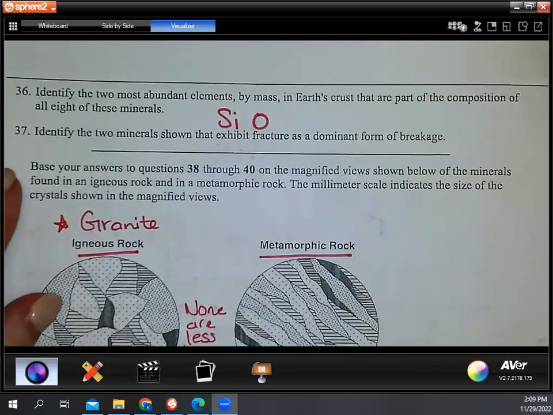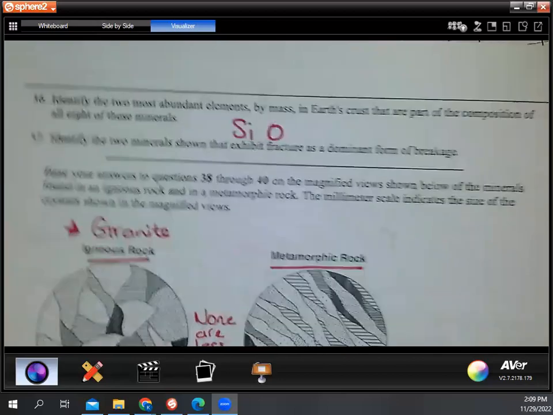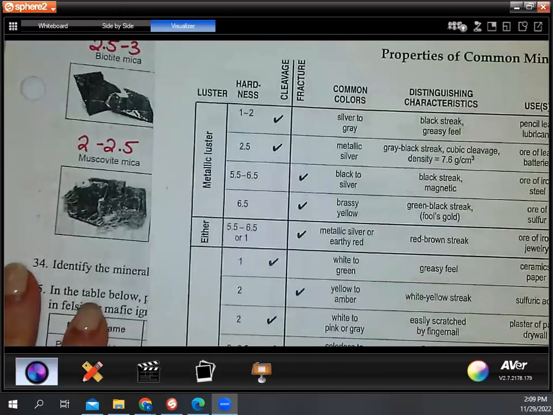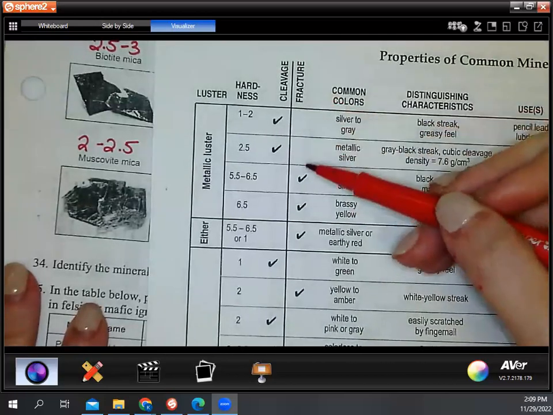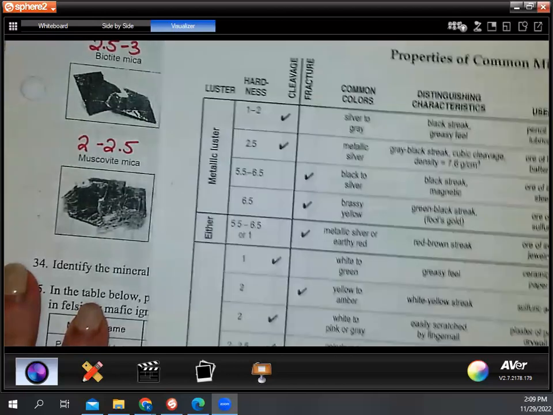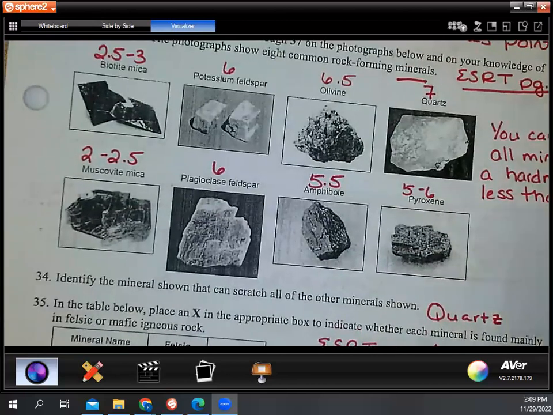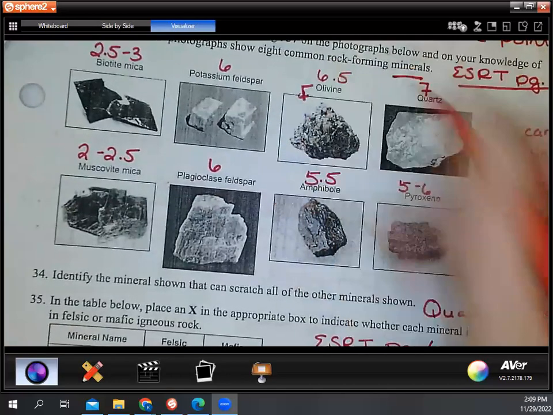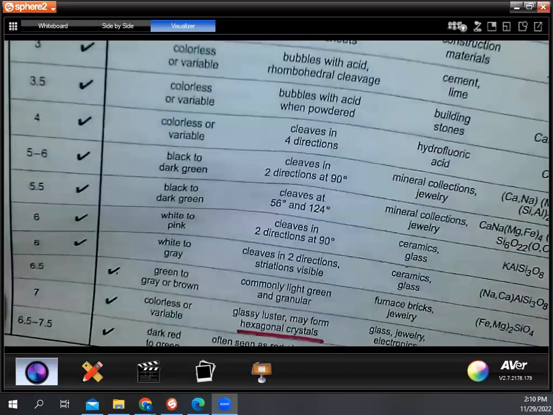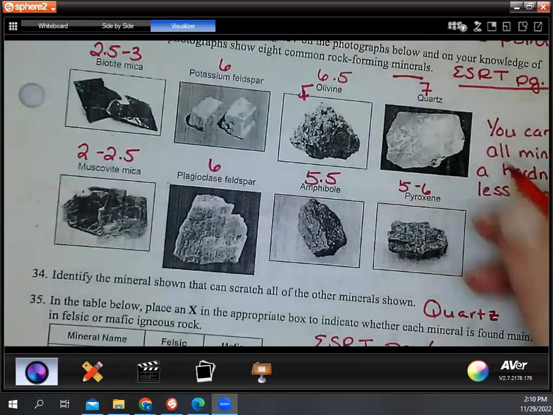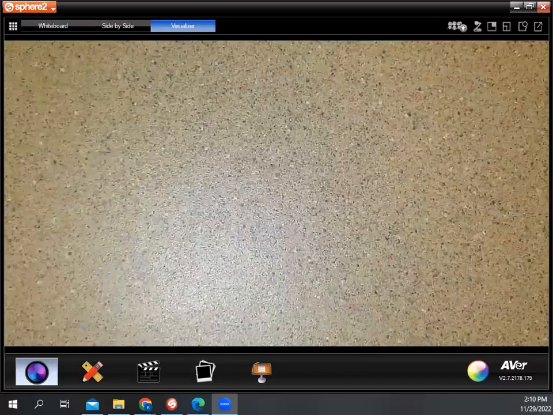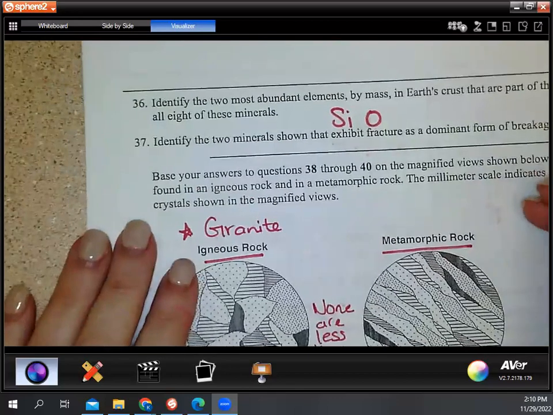37, identify the 2 minerals shown that exhibit fracture as a dominant form of breakage. So I'm just going to compare these minerals here and look at the column labeled cleavage and fracture. If it is fracture, it has a check on the right-hand side. When I do that, I see that the mineral olivine has fracture. I also see that quartz has fracture. So those are my 2 minerals that have fracture. And I'm just going to write them right here.